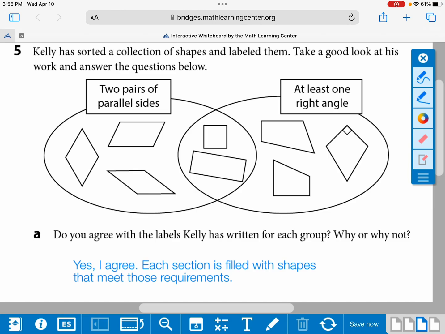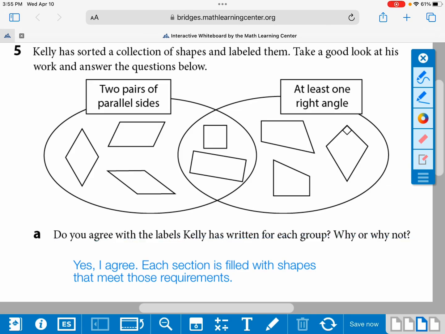So Kelly has sorted a collection of shapes and labeled them, and we need to take a good look to answer the questions below. In this circle here, we have two pairs of parallel sides. In this side, we have at least one right angle. So in the middle here, we have at least two pairs of parallel sides and one right angle.